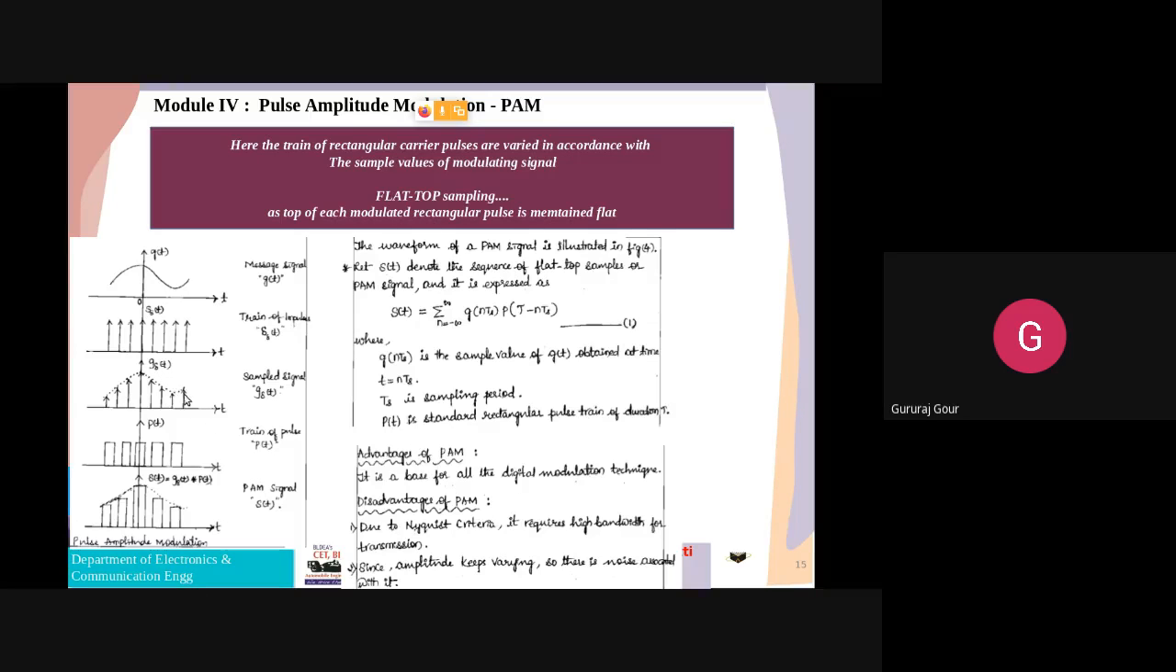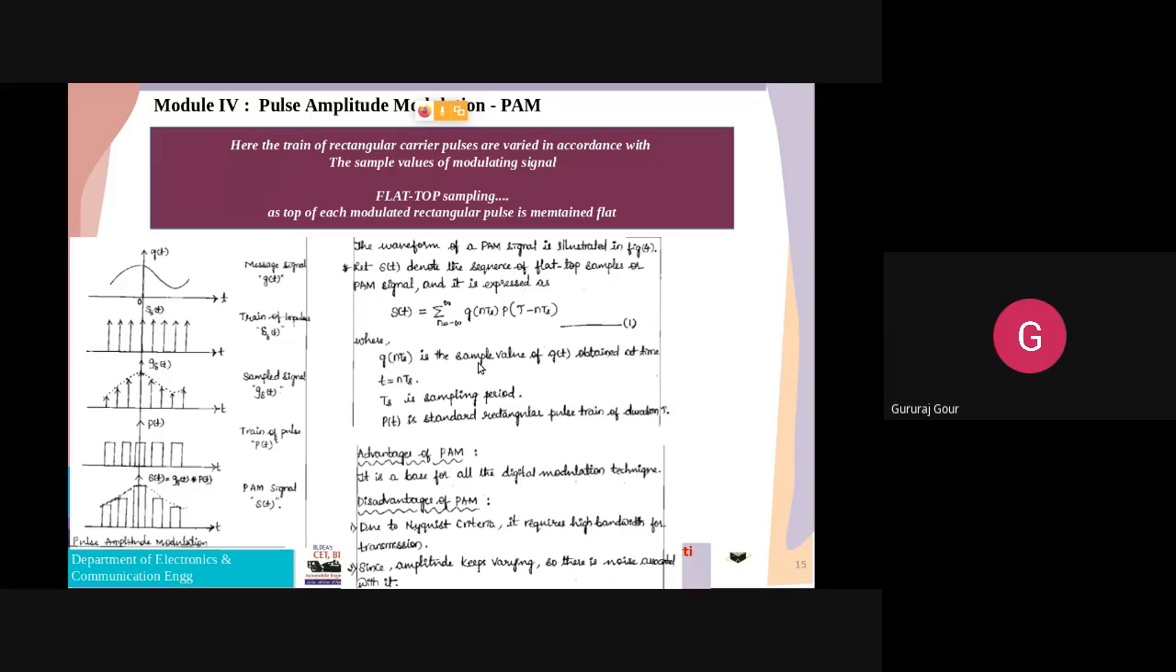So simply we have to vary this train of pulses p(t). We are going to use the sampled signal. As you can see here, each sample's amplitude is going to vary. So this instantaneous variation of the samples in g delta(t) is going to vary the rectangular carrier pulses. Then finally we arrive at this PAM version, which has been shown.